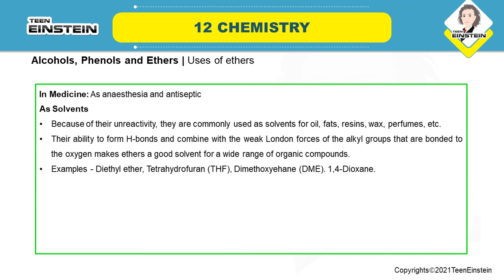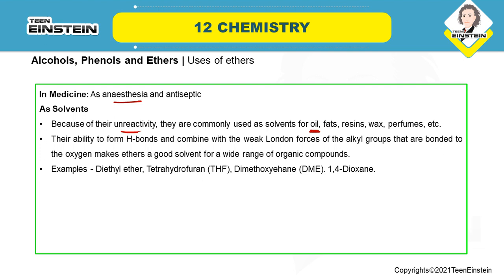Uses of ethers. What we can do with ethers, that is application. So in medicine, it can be used as anesthesia and antiseptic, and as solvent in the laboratory, as they are very unreactive in nature, because they have very weak polarity, so they are not very reactive. So that is why they can be used as solvent, because if a molecule is very reactive, it cannot act as solvent. When you are doing some reaction in a solvent, we want the solvent just to act as media. We do not want the solvent molecules to take part in the reaction, right? So the solvent must be unreactive. So as ethers are unreactive, you can use them as solvent.